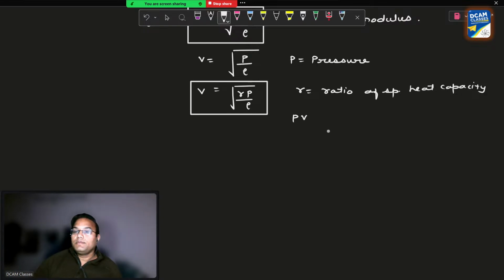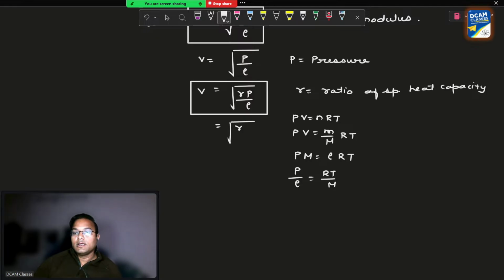Because you know PV is equal to nRT from the gas laws, and n is m by capital M. So you can write this equation also as P into M is equal to m by V into RT. Mass by volume is density, rho RT. So P by rho will be equal to RT by M. So you can also write this formula as root over gamma RT by M.